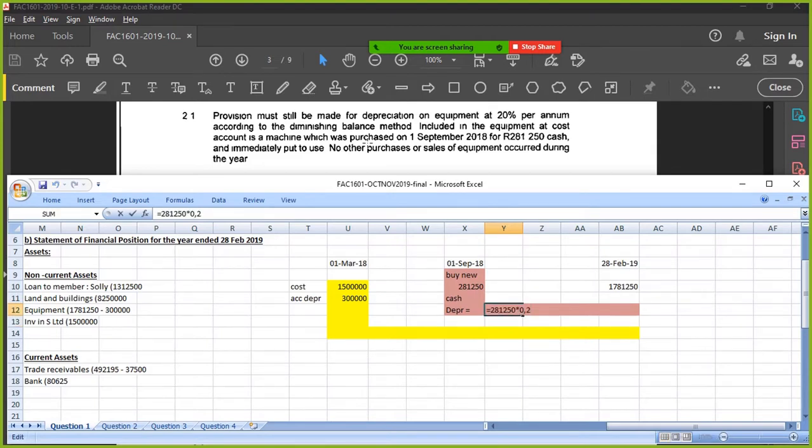Okay, times September, 6 months. October, November, December, January, February. I count 6 months. Okay, and then obviously this carrying value. So depreciation here would be 1.2 million times 20% for the whole year. All right, so there's your total depreciation. All right, so you would literally 28,125 plus 240.